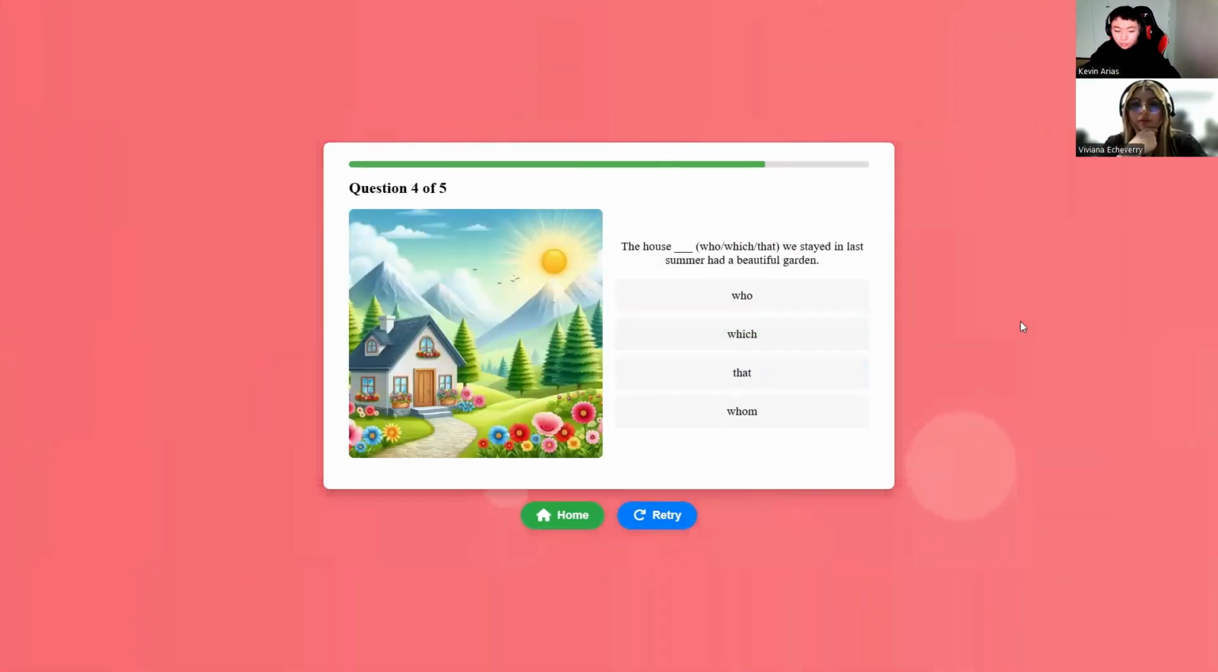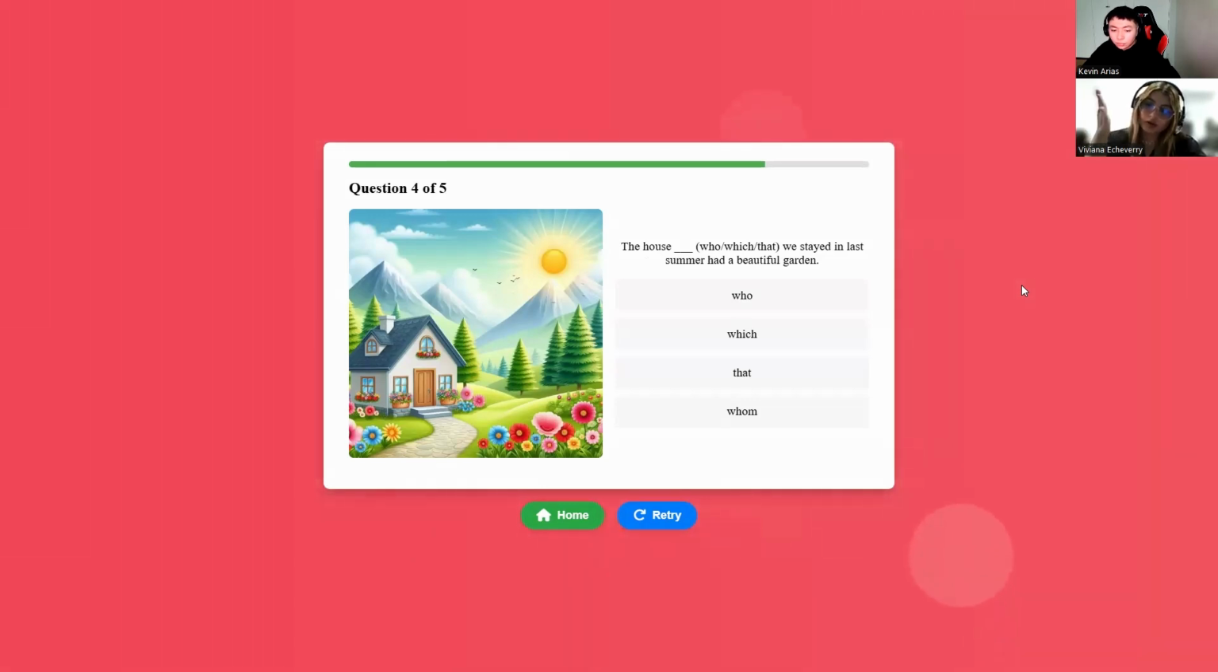Perfect. We have the fourth question that says: the house who, which, or that we stayed in last summer had a beautiful garden. So in this case, in a restrictive clause, that can refer to places when it is essential to the meaning. So here the clause that we stayed in last summer specifies which house. So that is appropriate. In this case, the correct answer is that.